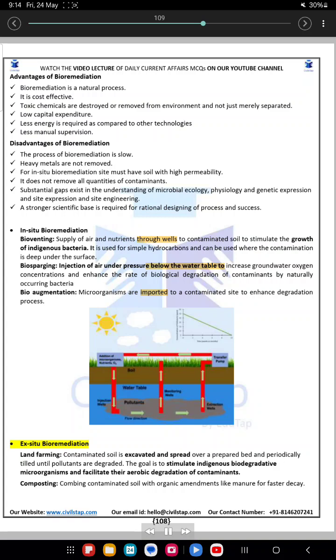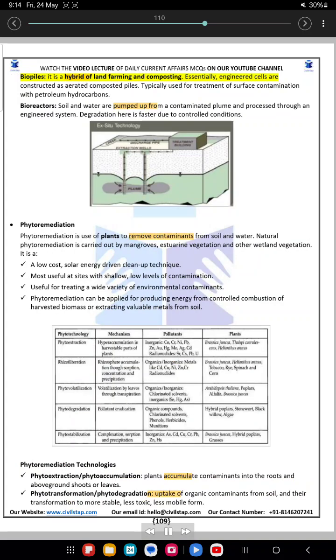Ex situ bioremediation. Land farming: contaminated soil is excavated and spread over a prepared bed and periodically tilled until pollutants are degraded. The goal is to stimulate indigenous biodegradable microorganisms and facilitate their aerobic degradation of contaminants. Composting: combining contaminated soil with organic amendments like manure for faster decay. Biopiles: a hybrid of land farming and composting. Essentially, engineered cells are constructed as aerated composted piles, typically used for treatment of surface contamination with petroleum hydrocarbons.